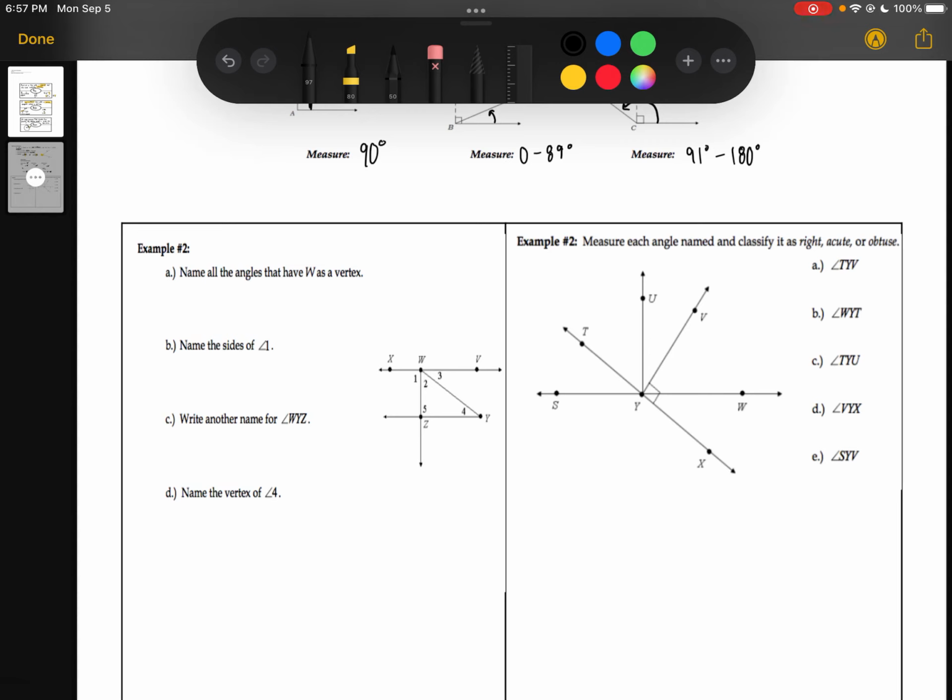Next up, different types of questions that you're going to see. They might ask you to just say, hey, is it acute, obtuse, or 90? Or they might ask you to name some angles. So first, starting off by naming some angles that have W as a vertex. So if we have W as a vertex, so let's see. So there is one option. So angle XWZ.